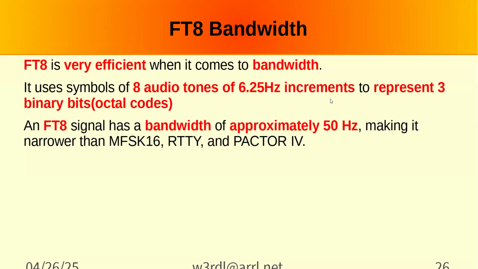Bandwidth of FT8 is approximately 50 hertz. It divides that 50 hertz bandwidth up into these 8 tones, so each tone representing a symbol is 6.25 hertz. So you're sending out a sideband signal of, say, 1,000 hertz for one symbol and 1,006.25 hertz for the next symbol. But it's going to vary within that 50 hertz range.